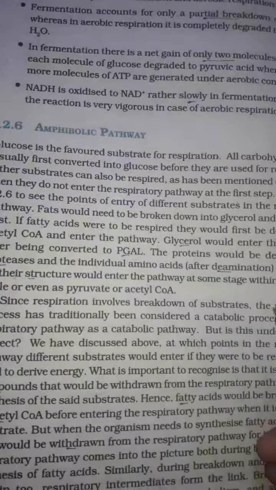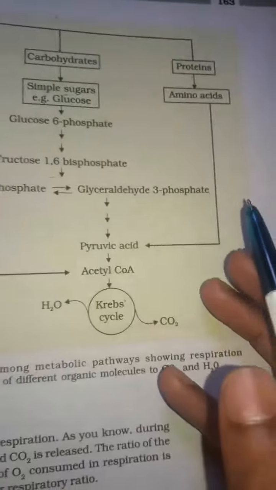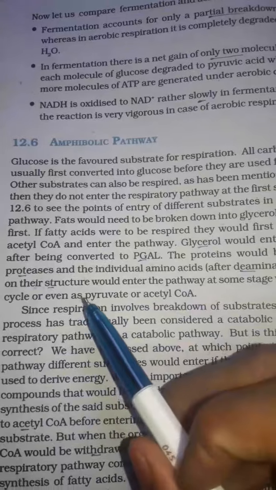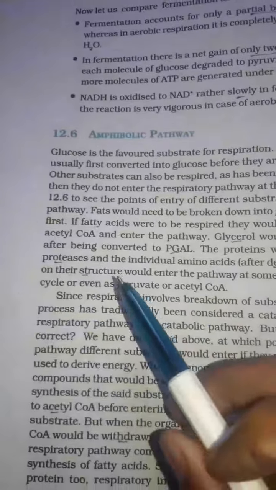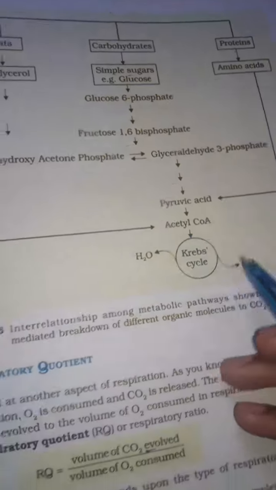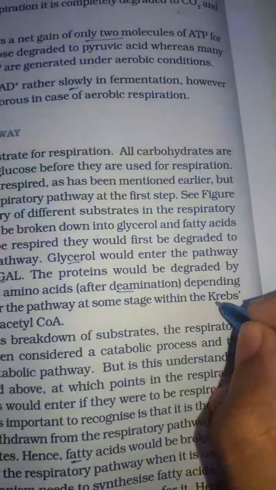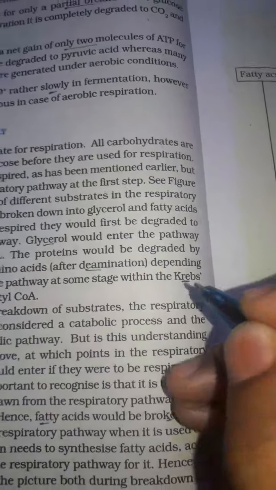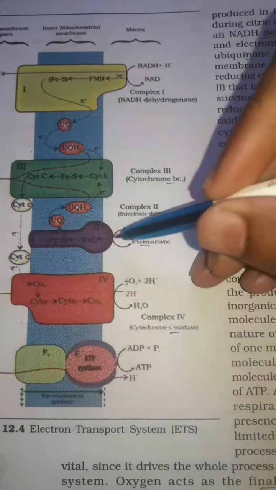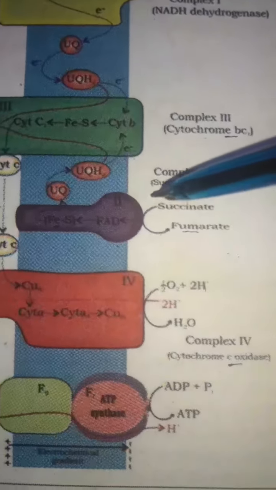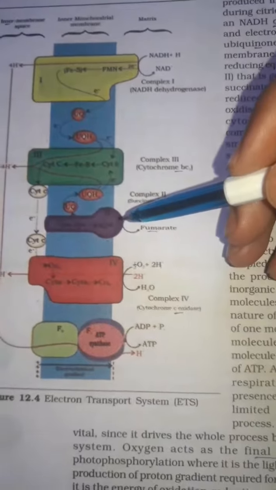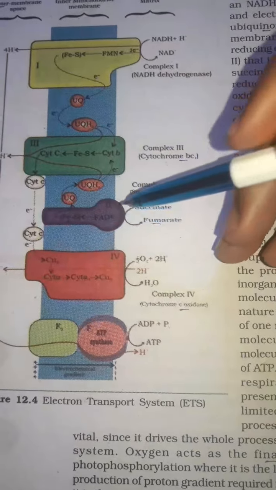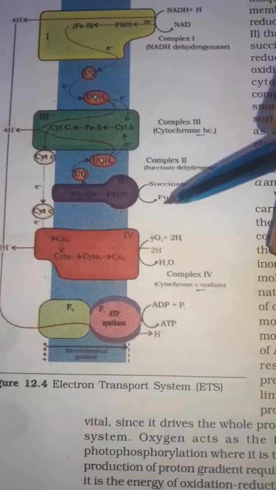Okay, but it is given in the NCERT that amino acids can also be converted into pyruvate and acetyl coenzyme A, along with pyruvic acid, acetyl coenzyme A, and even into the Krebs cycle, as it is noted in here, even in the Krebs cycle. This one is complex 2, and complex 2 has succinate, that is fumarate, and it has the FeS transporter.